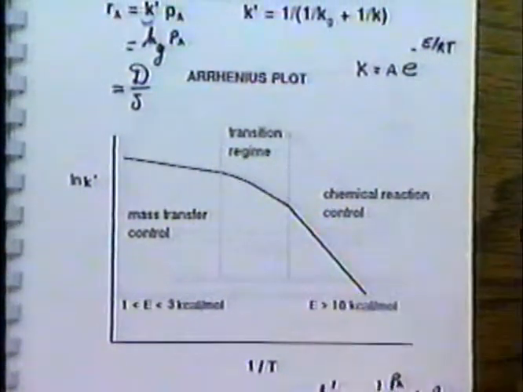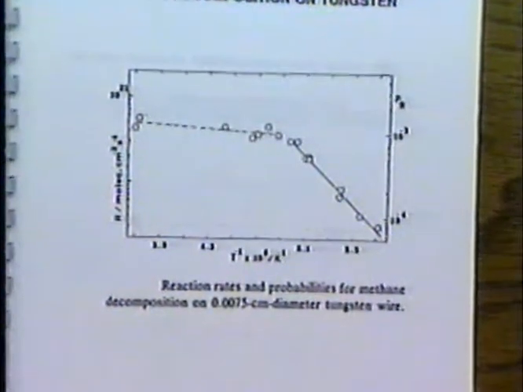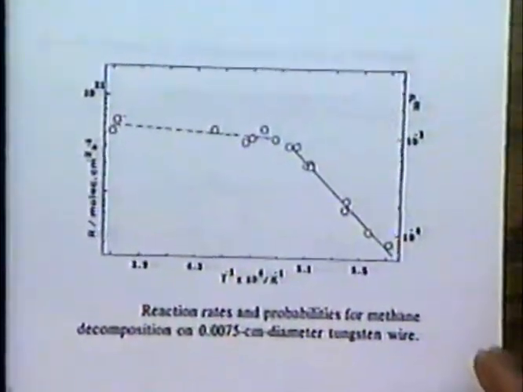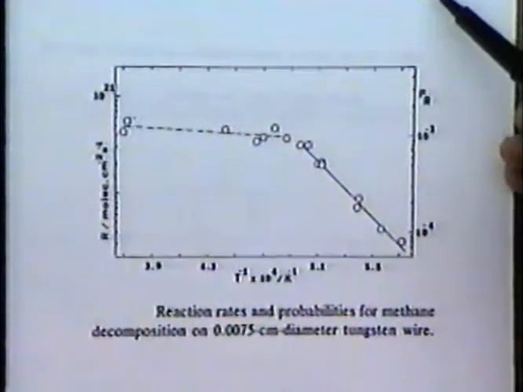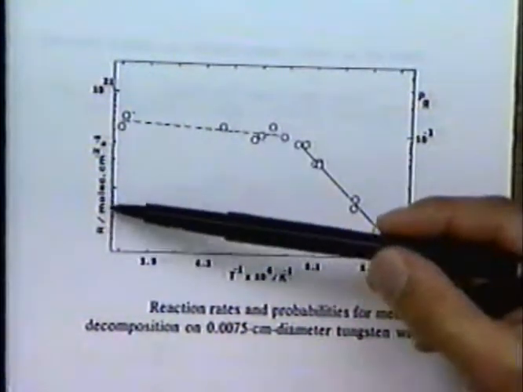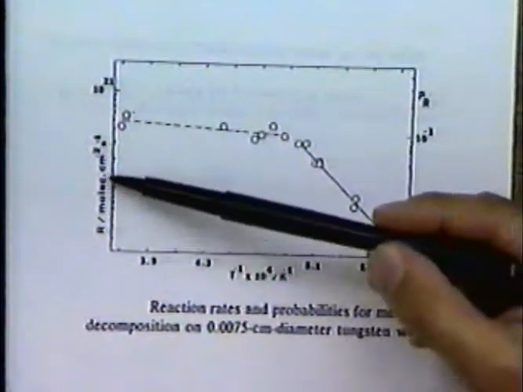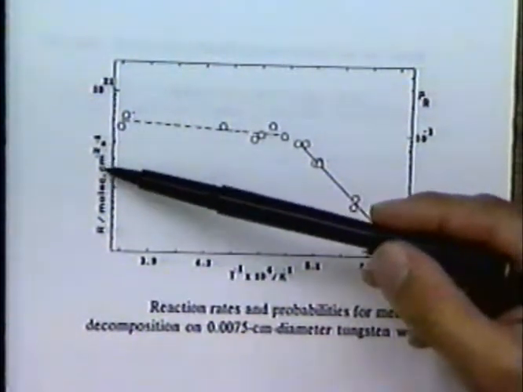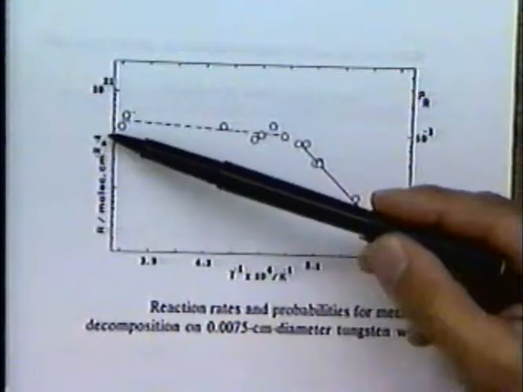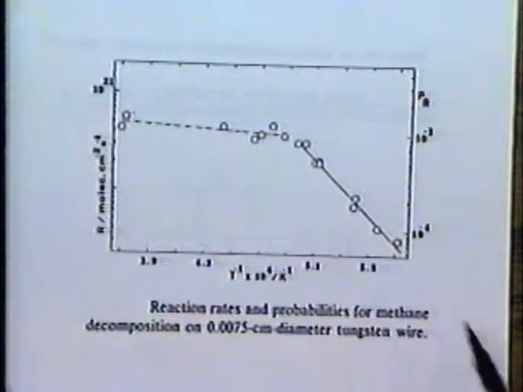Now, we can look at some real-life data. In this case, we have methane decomposition on tungsten. These are reaction rates in molecules per square centimeter per second. This is molecules of methane that decompose per square centimeter of tungsten per second as a function of reciprocal temperature. This is an Arrhenius plot.